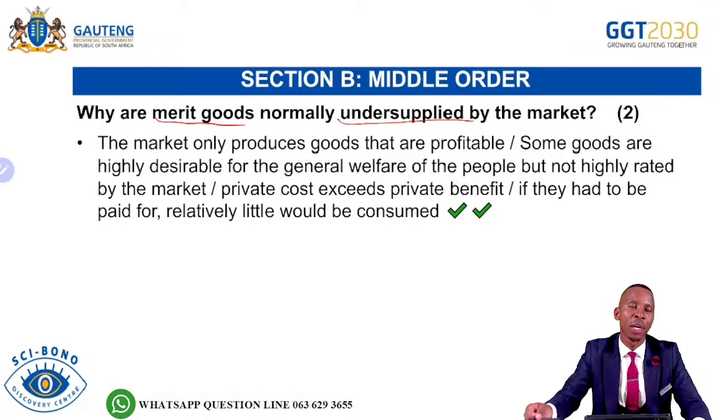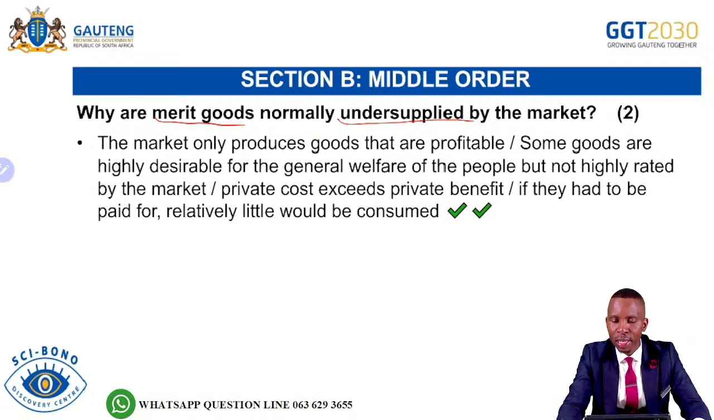We know that they are undersupplied because people are not willing to pay for them. As much as these goods contain positive externalities and are very important for social well-being and social welfare, people are not willing to pay for them. The market only produces goods that are profitable. Some goods are highly desirable for the general welfare of the people, but not highly rated by the market. Private costs exceed private benefits. If they had to be paid for, relatively little would be consumed.